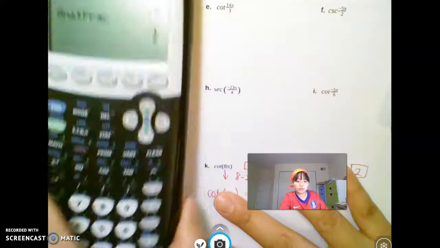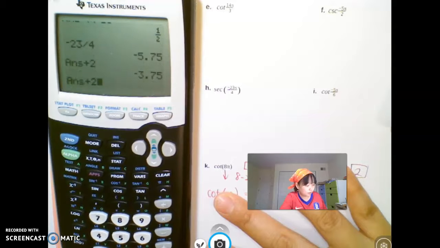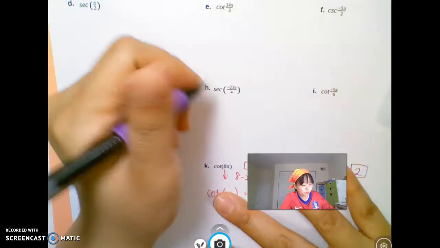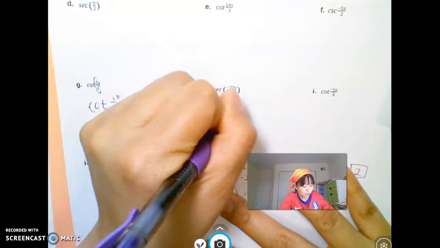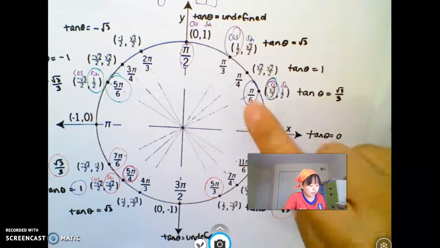All right, let's do secant. Negative 23 over 4. That's small. You add 2. Still too small. Add 2. Still too small. Add 2. So we got 0.25, which is 1/4. So we're really looking for secant, so we're looking for cosine at 1/4 pi, and then we're going to flip it around.